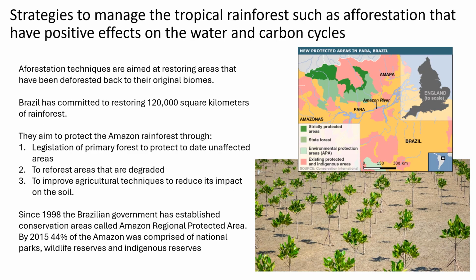So what can be done? Well, there are some strategies that are in place. The main one, obviously, if deforestation is the problem, then afforestation is the solution. And Brazil has done that. They are trying desperately to rebuild, replant, and also conserve, because what you put back is never the same as what was originally there. So legislation of primary forest is key, but also to reforest areas that have been degraded and to designate areas that are conserved areas, conservation areas, or protected zones.